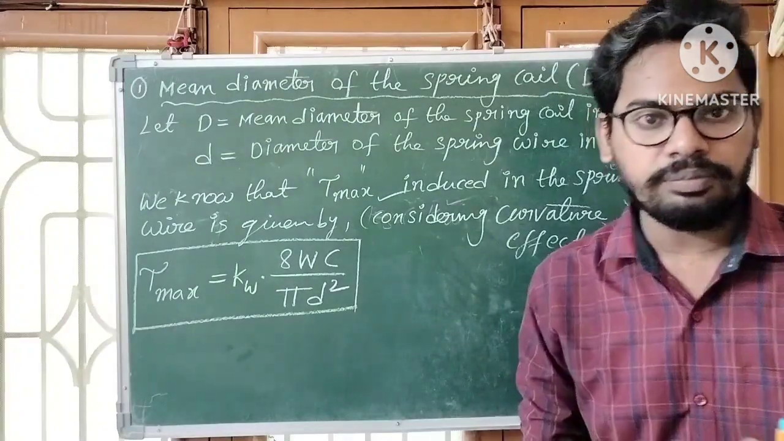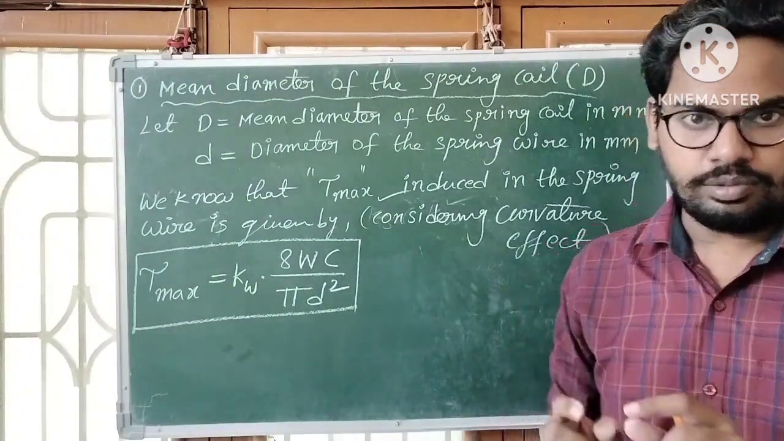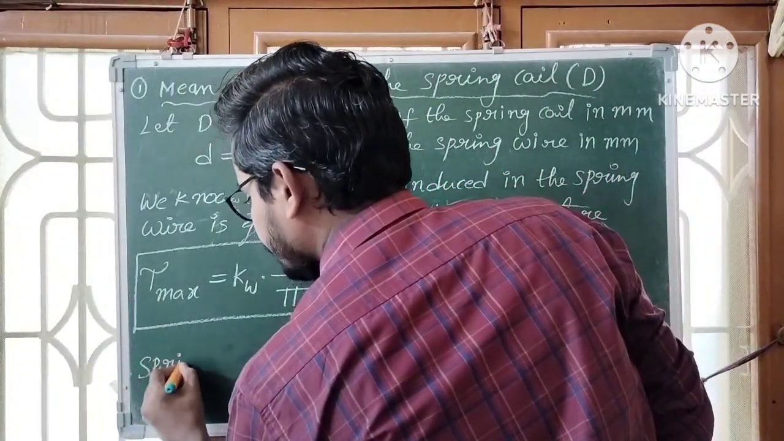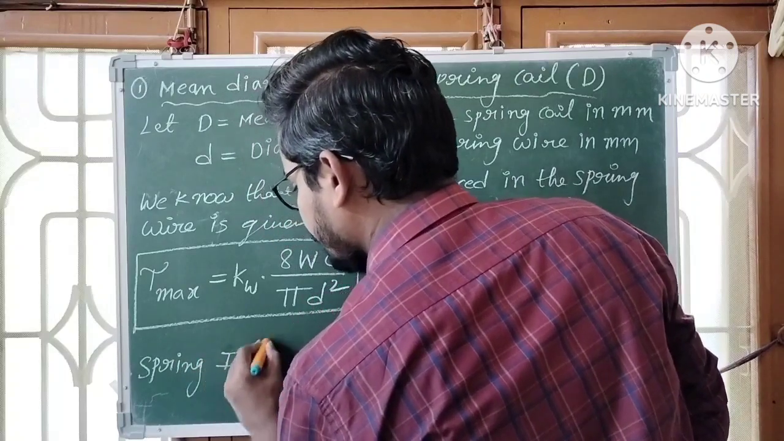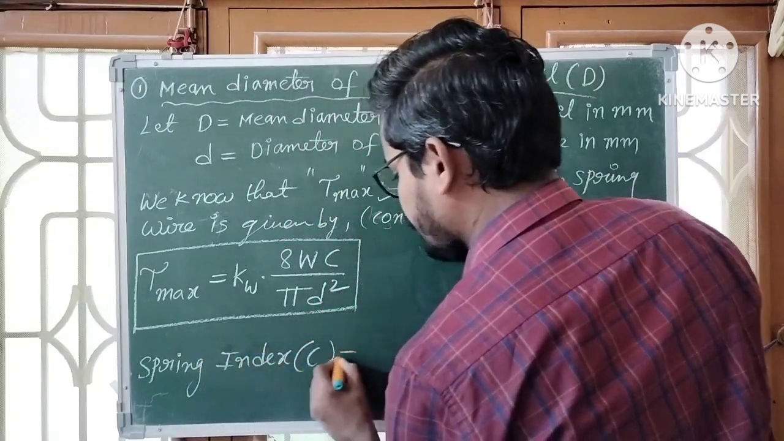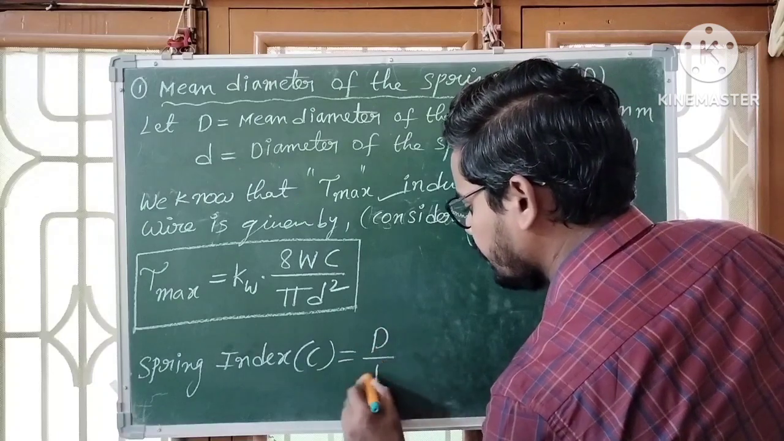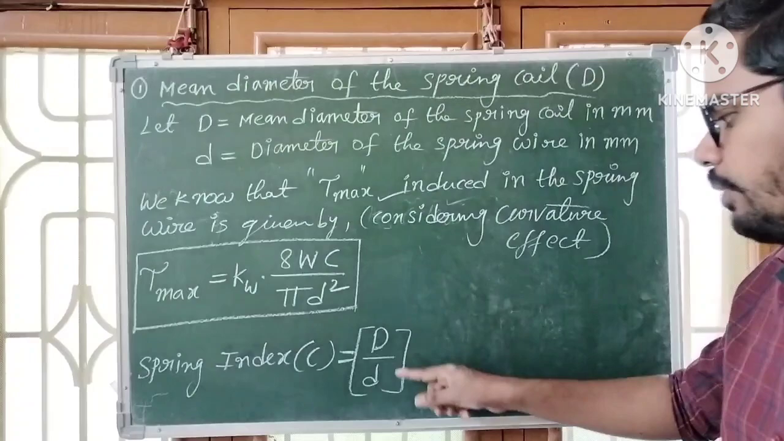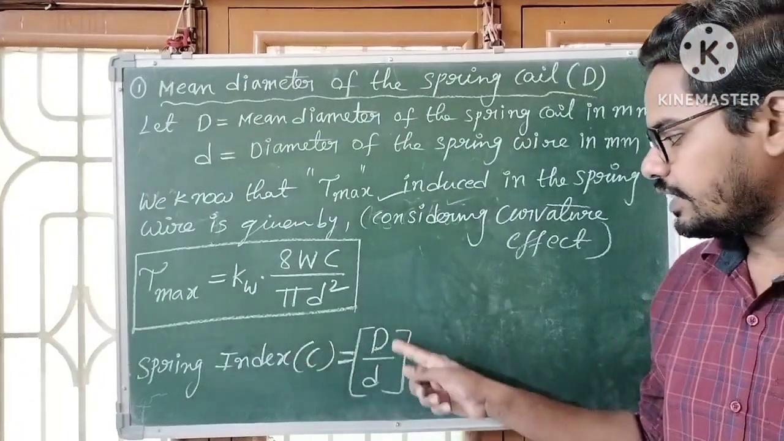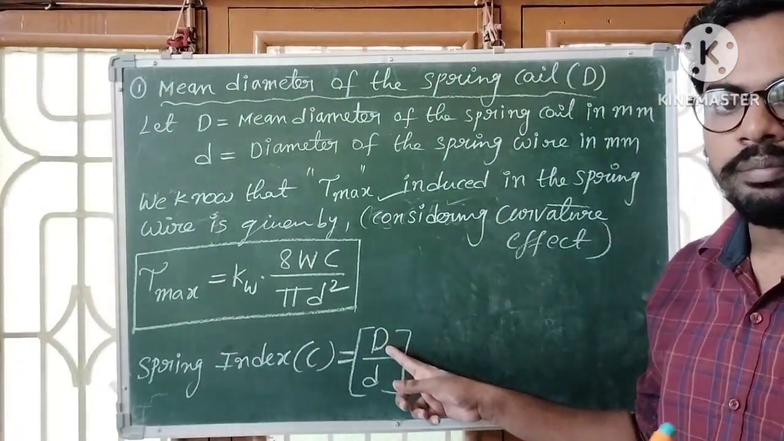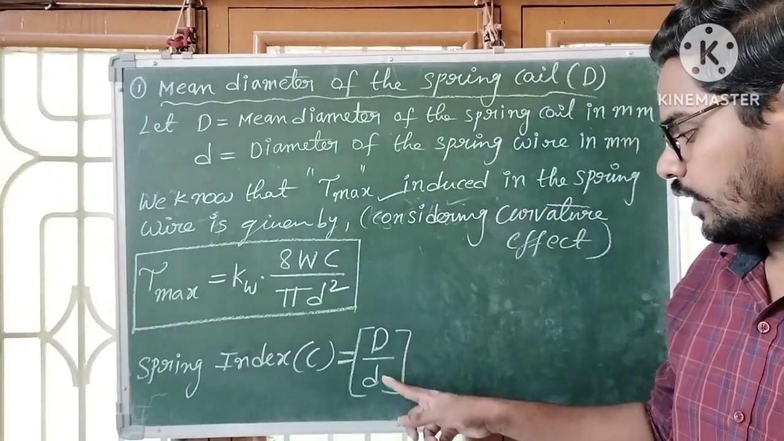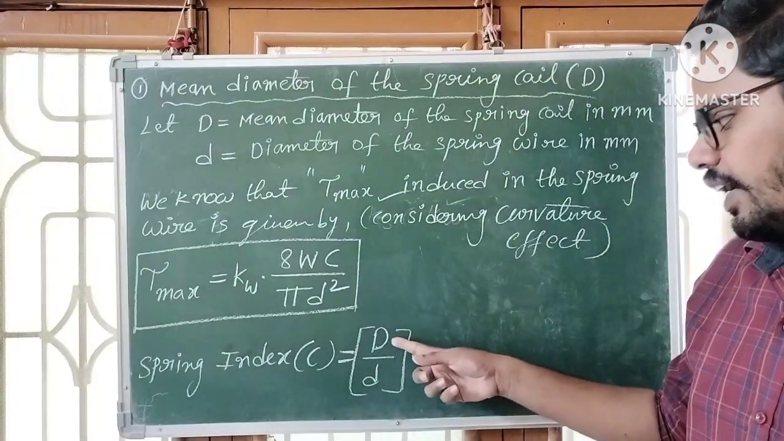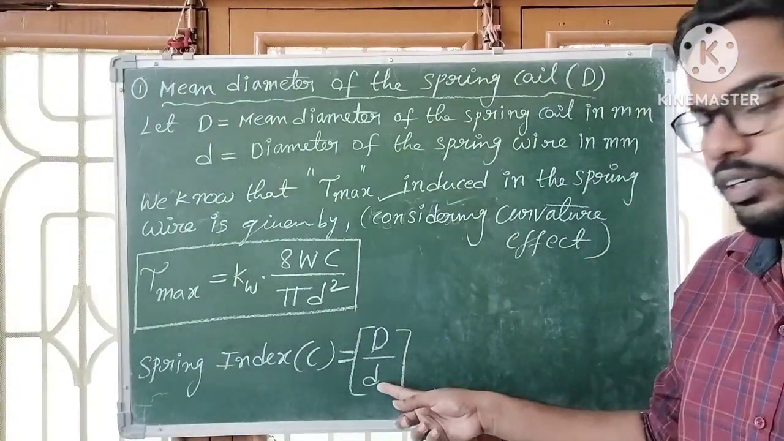So what is the relationship between capital D and small d? So we know that spring index capital C is equal to capital D by small d. Spring index is a ratio of mean diameter of the spring coil to the diameter of the spring wire.